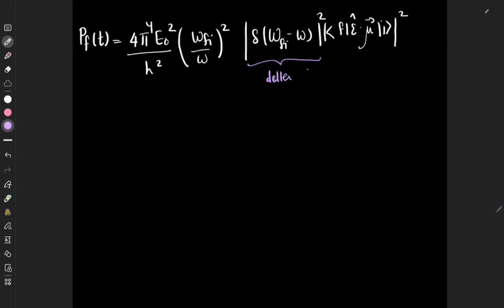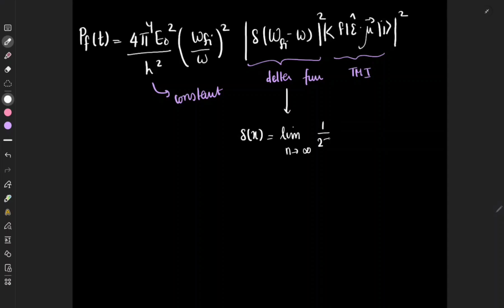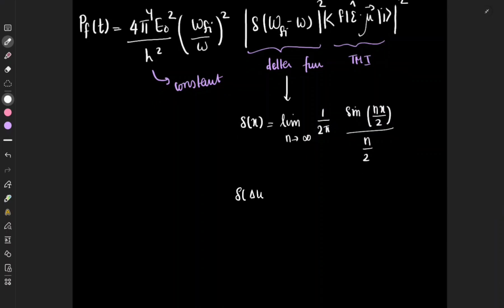function. And this one, which is TMI, transition momentum integral, and this one is the constant. So the delta function can be written as del of x is equal to limit n tends to infinity 1 by 2 pi sine nx by 2 divided by n by 2. Here instead of x it's delta omega. Del of delta omega is equal to limit n tends to infinity 1 by 2 pi sine n del omega divided by 2 the whole divided by 2.